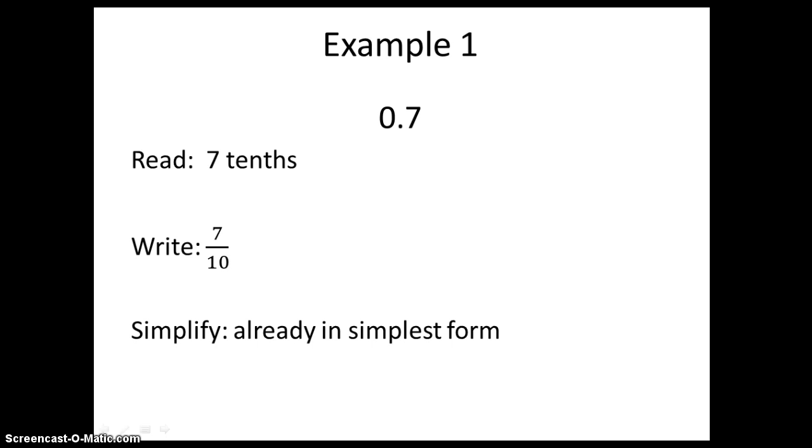Let's go ahead and take a look at example number 2. Example 2 has 0.84. We would really first read this as 84 hundredths. Now we need to write the decimal part of 84 over 100 since the 84 ends in the hundredths place. So our fraction would be written as 84 over 100.